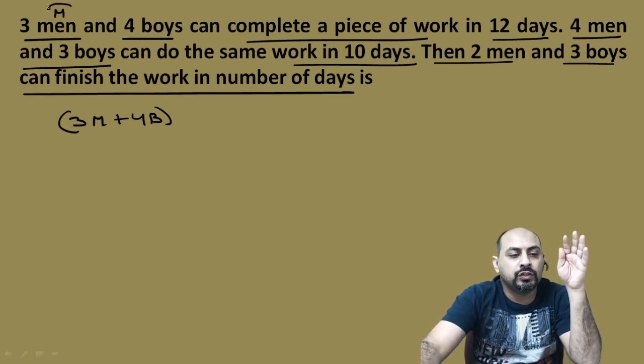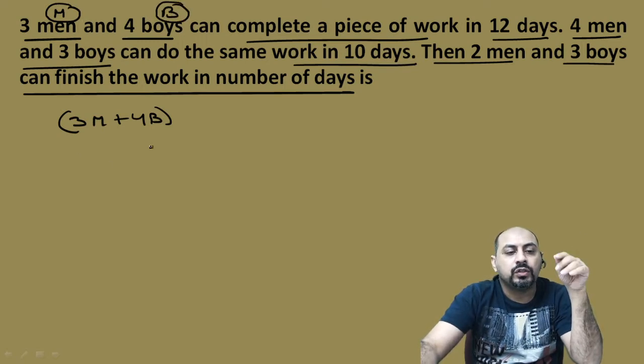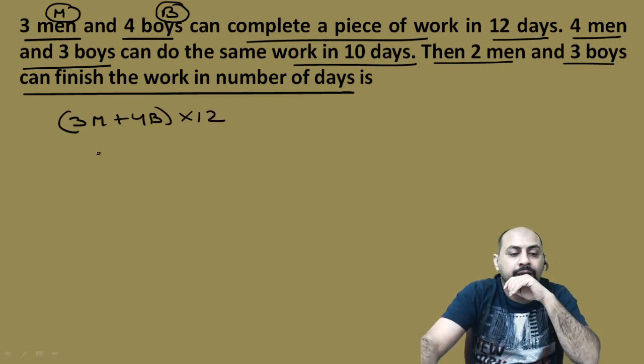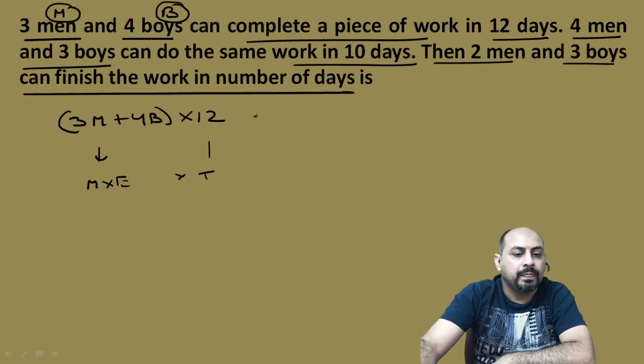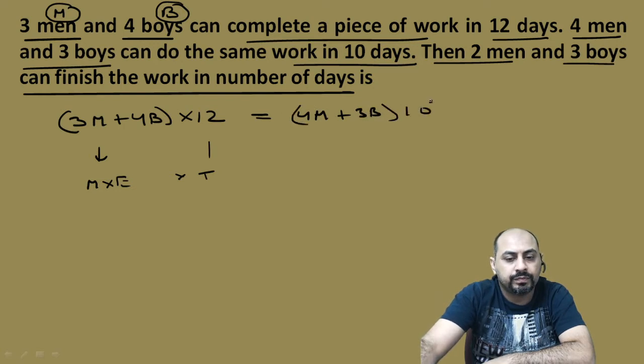So the efficiency of a man is M and the efficiency of a boy is B. So 3M plus 4B working for how many days? 12 days. So this is manpower into efficiency, and this is time. This is what we are doing. So this is the work, right? And the same work is done by 4 men and 3 boys in how many days? 10 days. So this goes away, 6 and 5.